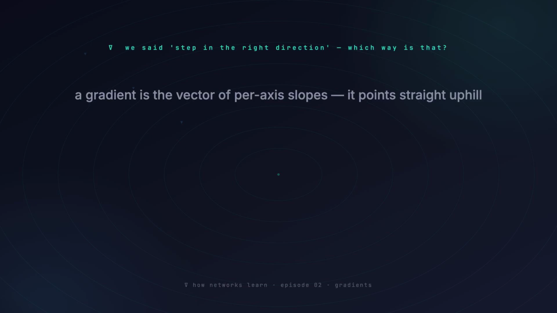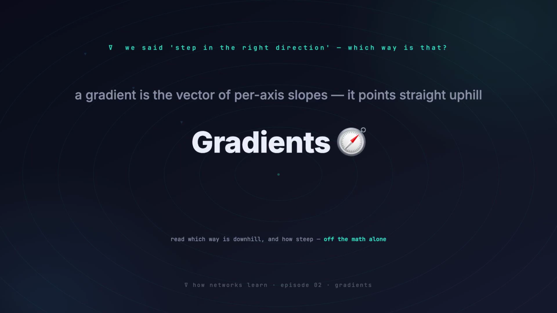Last episode, you watched the whole learning loop spin. Guess, measure the loss, nudge the weights, repeat. We kept saying nudge the weights in the right direction, and we waved a hand at which direction that is. This episode, we stop waving. The direction has a name, it's the gradient.